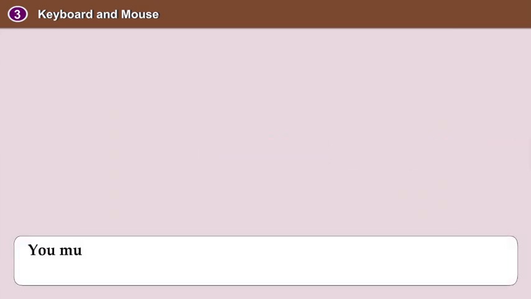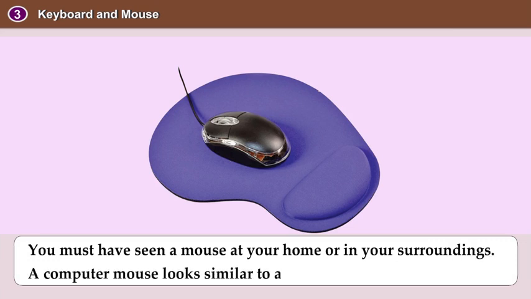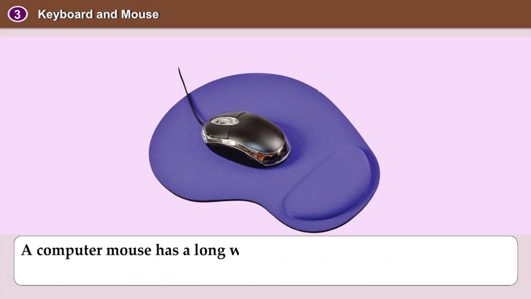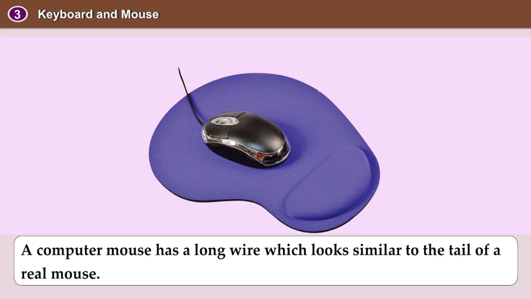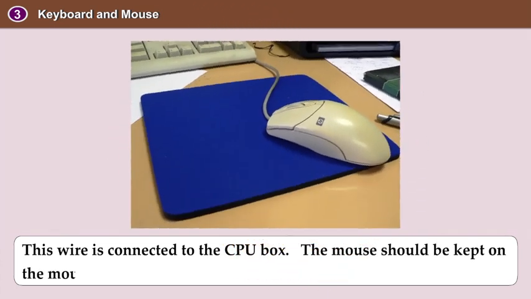Mouse. You must have seen a mouse at your home or in your surroundings. A computer mouse looks similar to a real mouse. A computer mouse has a long wire which looks similar to the tail of a real mouse. This wire is connected to the CPU box. The mouse should be kept on the mousepad for its better usability.